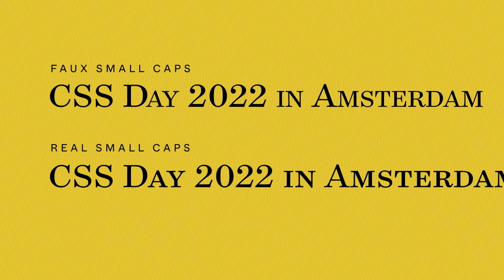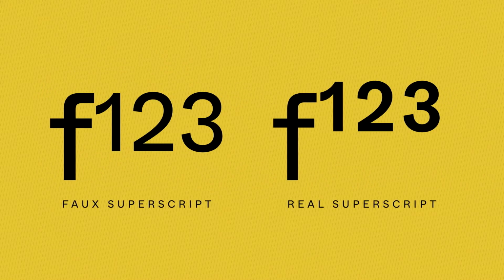And it extends to other things. Small caps are not just smaller letters. They're actually drawn in direct proportion to the actual letters, so they feel good. And the same with superscript and subscript. They are not just smaller digits. They're actually kind of using the same visual vocabulary.